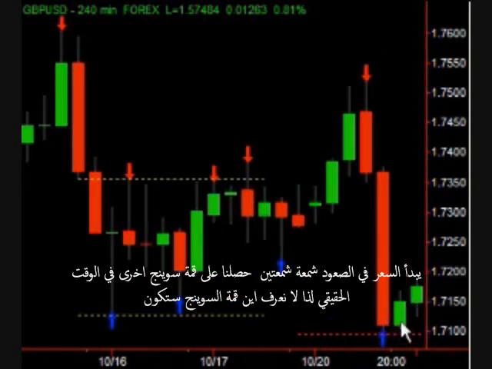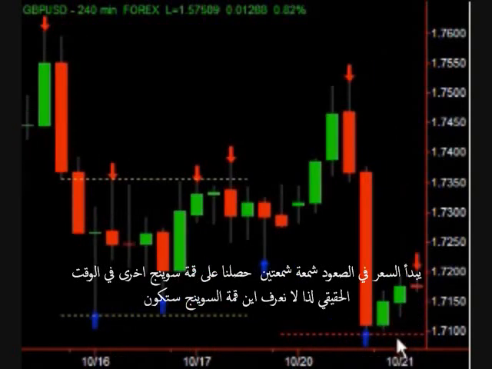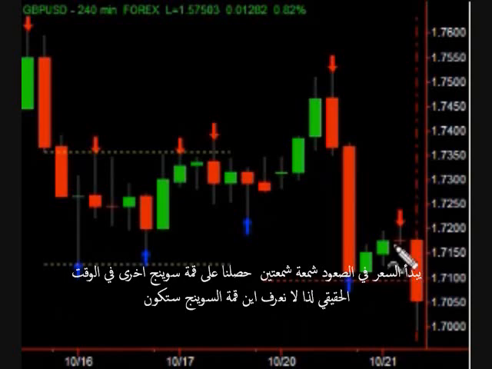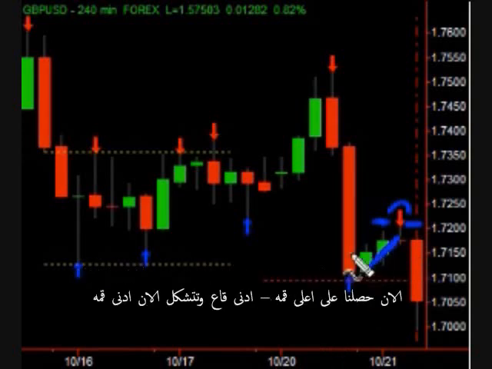As it turns out, price continues to rally. One bar, two bars, we get another swing high. There's the swing high that's developed. So in real time, we don't know where that swing high is going to be. Price has retraced, so now we've got higher high, lower low, and that lower high is developing.